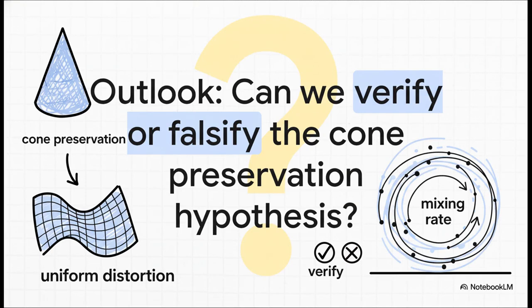And that sets the stage perfectly for paper 40. The path forward couldn't be clearer. We have to go back and directly confront those hypotheses from Route 2. Can we rigorously prove, or maybe disprove, the cone preservation and uniform distortion conditions? The answer to that question will tell us whether a fundamentally better understanding of the system's mixing rate is actually within our reach.